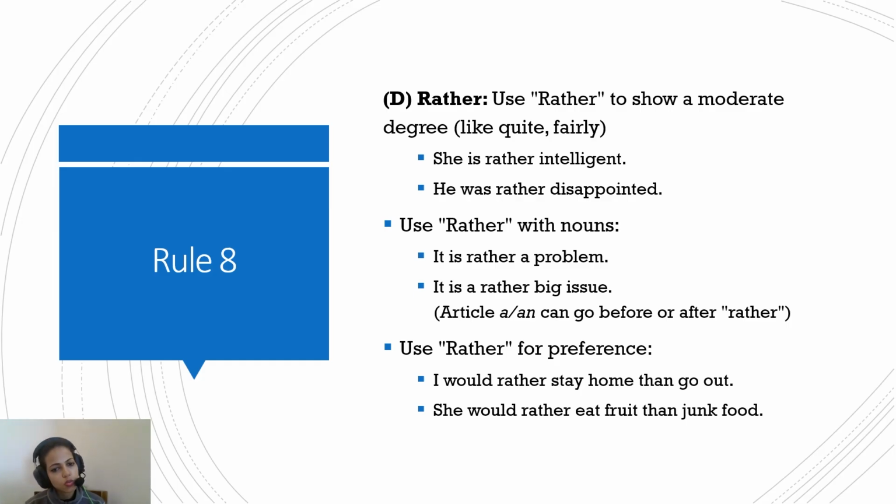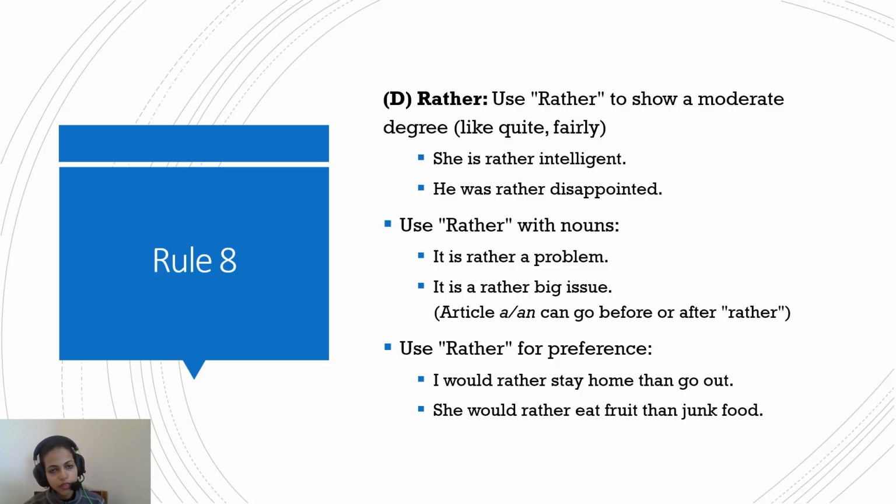Or you can use the word "rather" with nouns also. "It is rather a problem." "It is rather a big shoe." Something like that. The article "a" can go before or after "rather." It's fine either way, depending on the context. You can also use the word "rather" for preference. So, "I would rather stay home than go out."